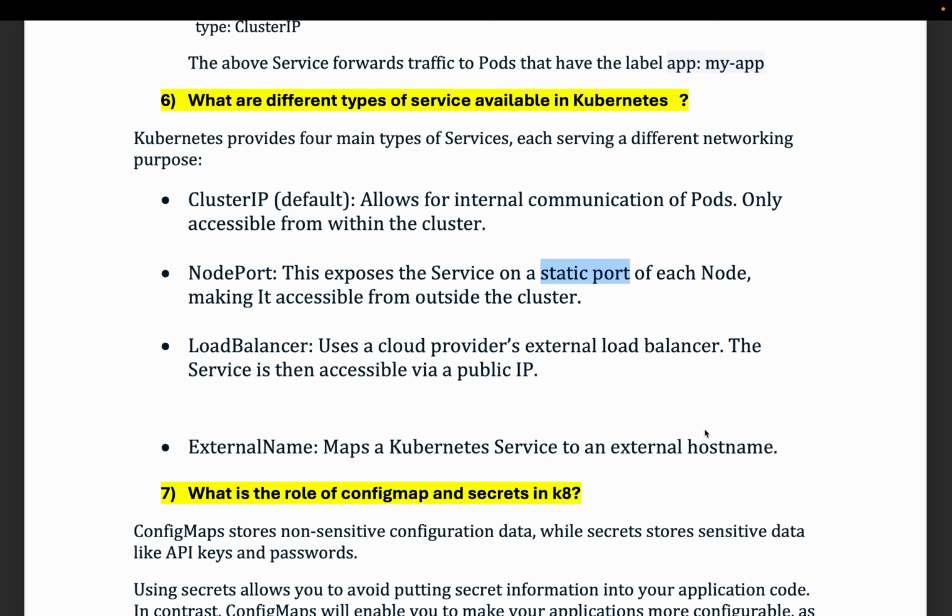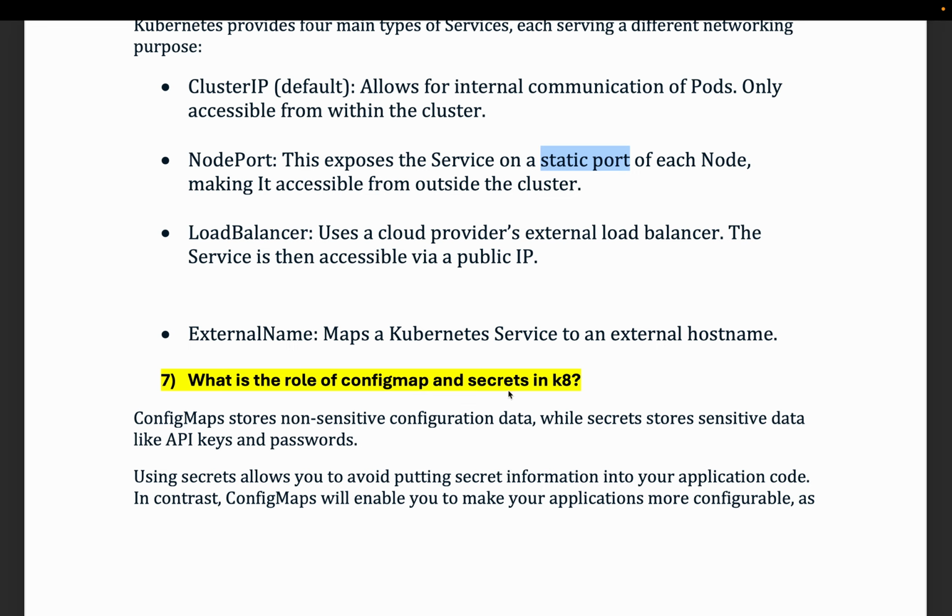Moving forward, question number 7. What is the role of ConfigMap and Secret in K8s? ConfigMap stores non-sensitive configuration data, while Secrets store sensitive data like API keys and passwords, and certificate-related details like your TLS private key and TLS certificate data. All those things can be stored. Any database endpoint, database passwords, can be stored over here. The API-related tokens can be stored in the Secrets.